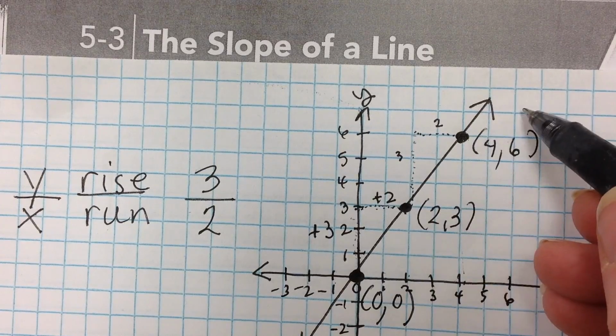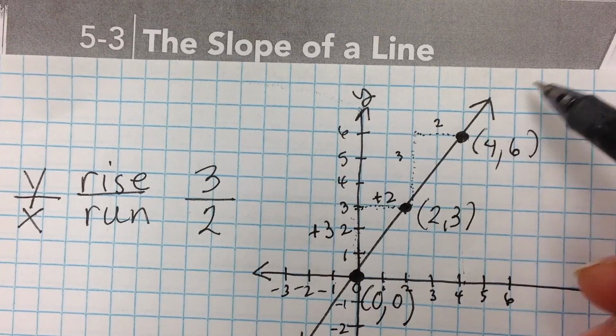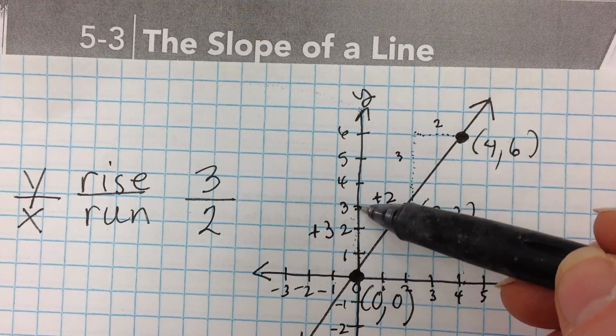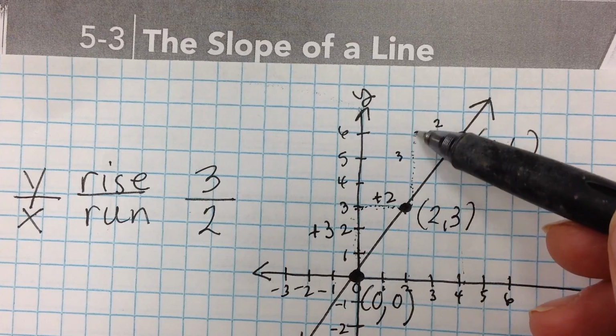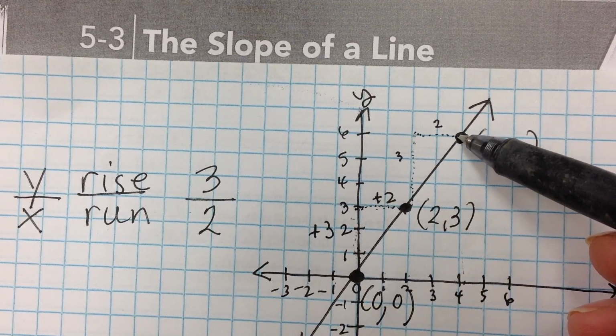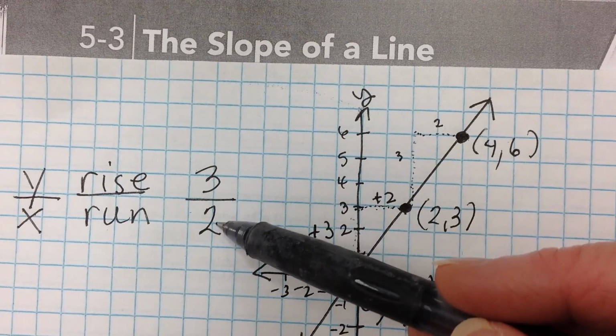Now your slope is constant up your line. So here I had to rise 3, run 2. I did it again, rise 3, run 2. So the slope of this line is 3/2.